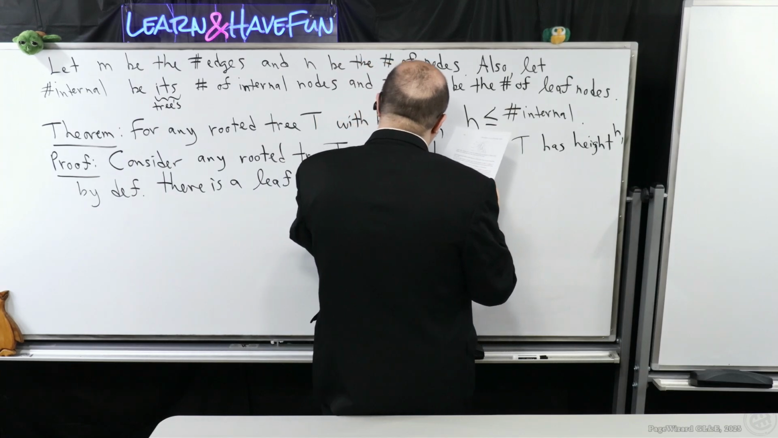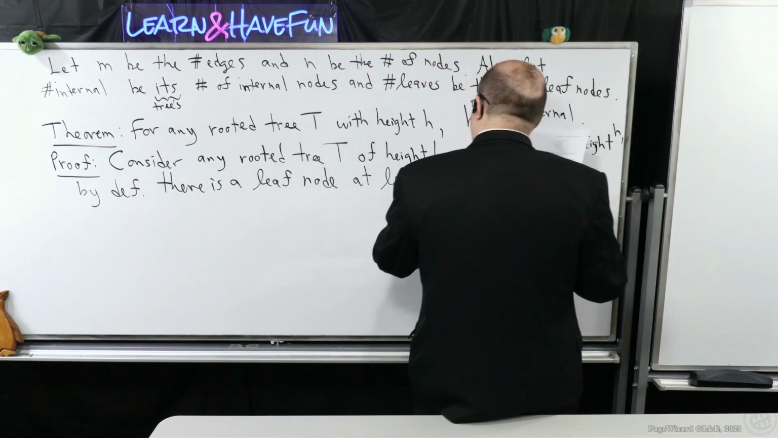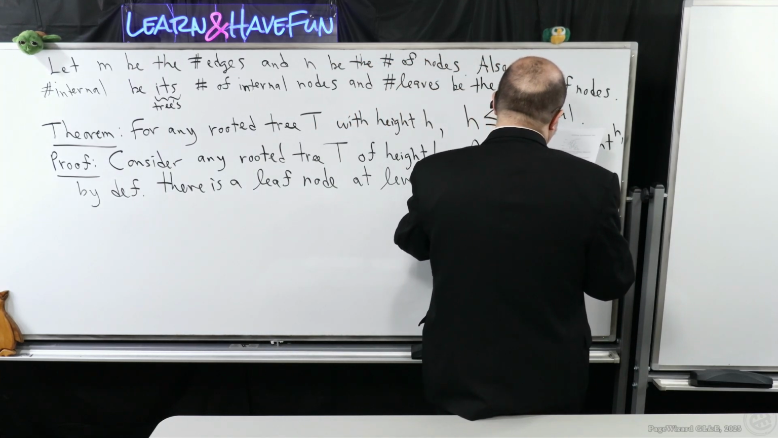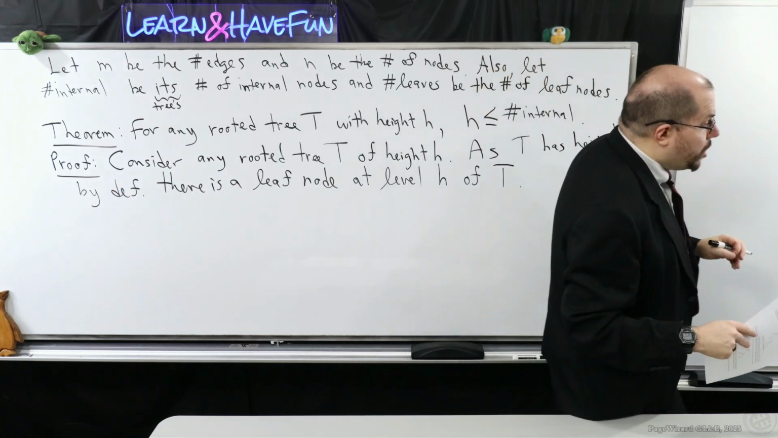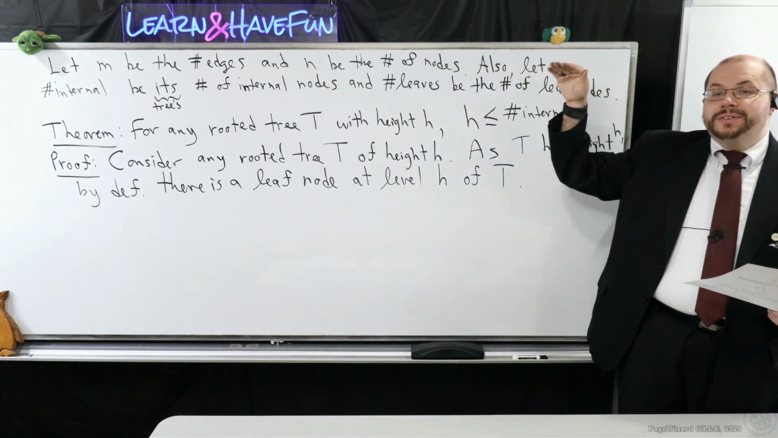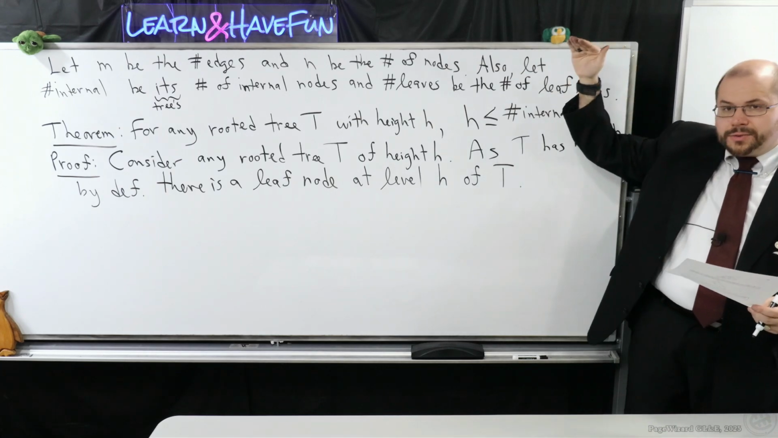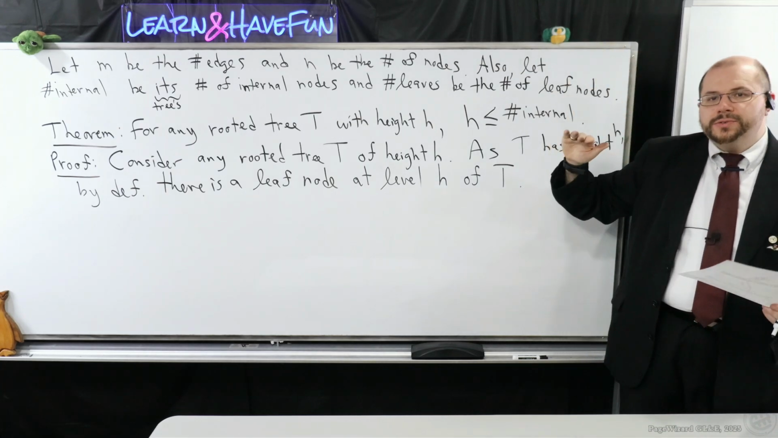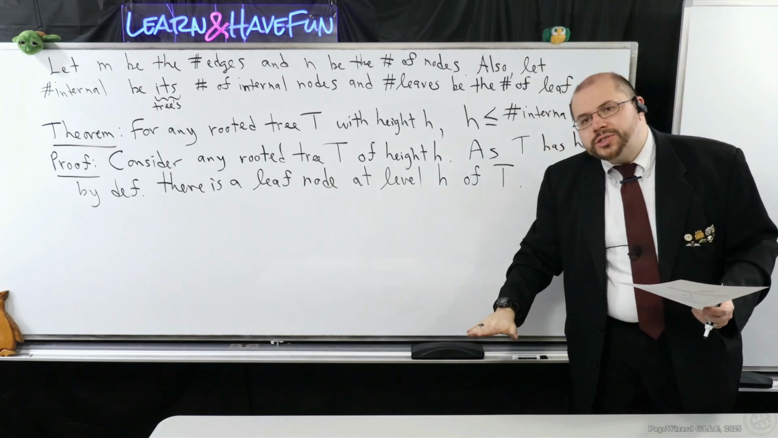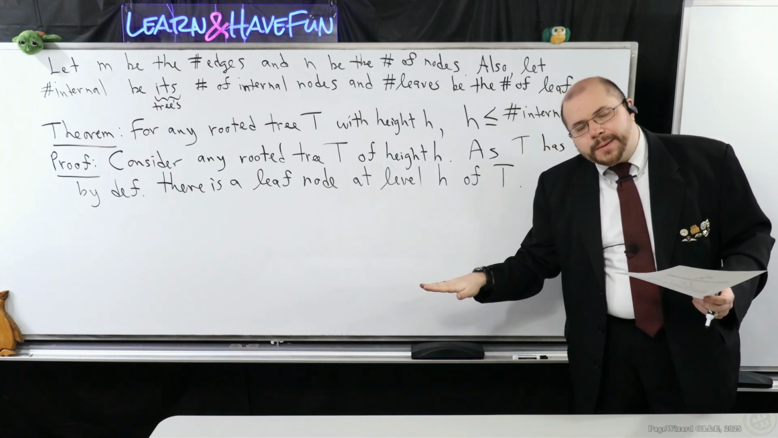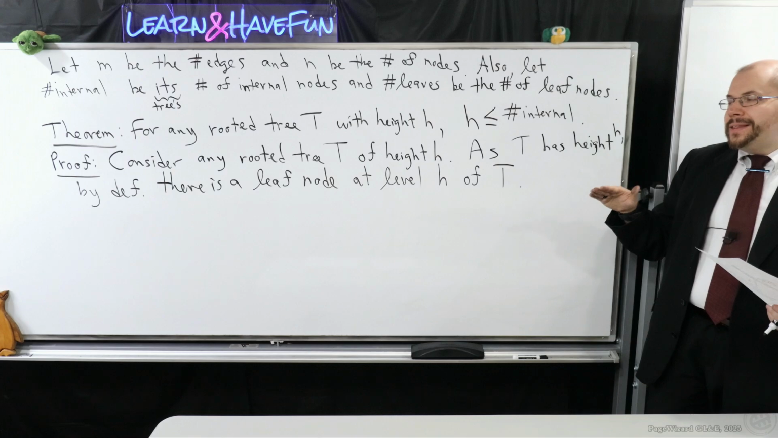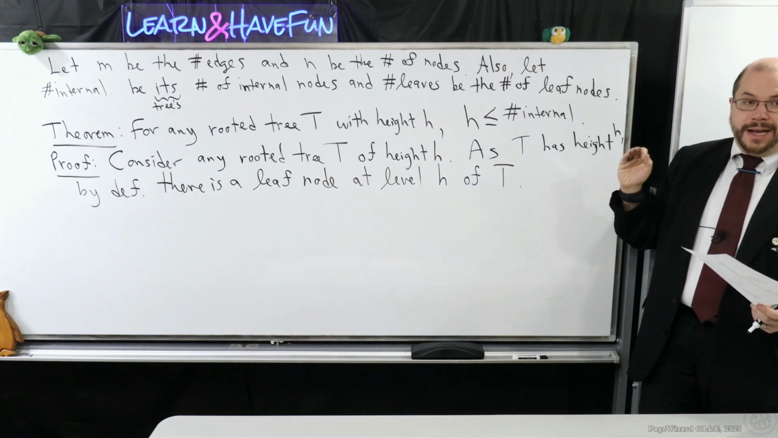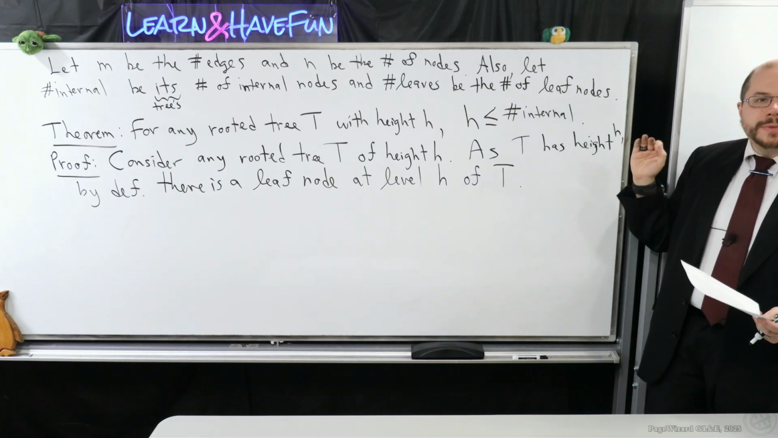at level h of T. So recall that we had these different levels of the tree. We had level 0, level 1, level 2, and we go all the way down to the depth for which it would be the maximum size, right? And that number is the height. So please keep that in mind.